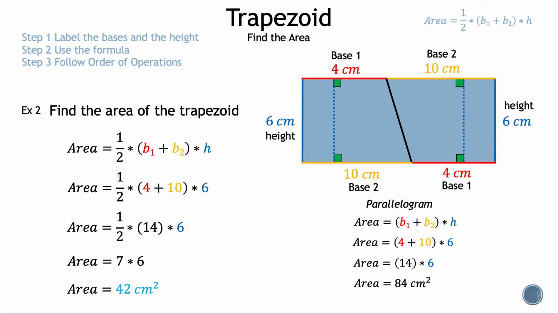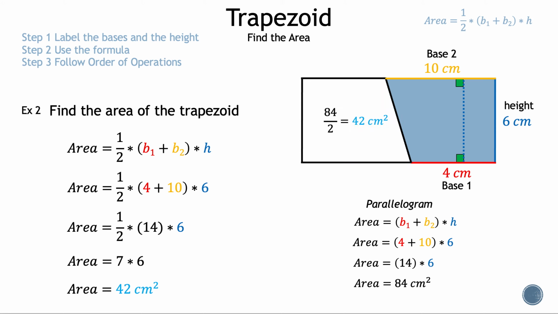Remember, we added a trapezoid, and we only want half of this area, so we're going to take one trapezoid away, and we're going to divide our area of 84 by 2, and the result of that is 42 centimeters squared, just like the original trapezoid, so we know we did it correctly.